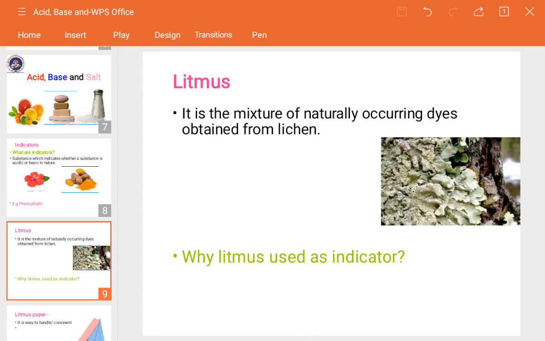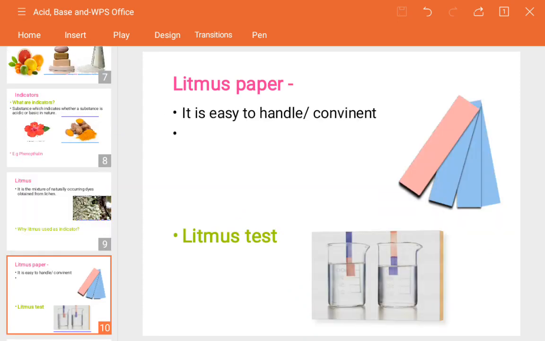It turns red in acidic solution. If the solution is acidic, the litmus paper will turn red. If it is a basic solution, then the paper will turn blue. So it creates different colors, that's why we commonly use litmus paper as an indicator. In the image you can see litmus papers naturally available in red and blue color. So why only red and blue?